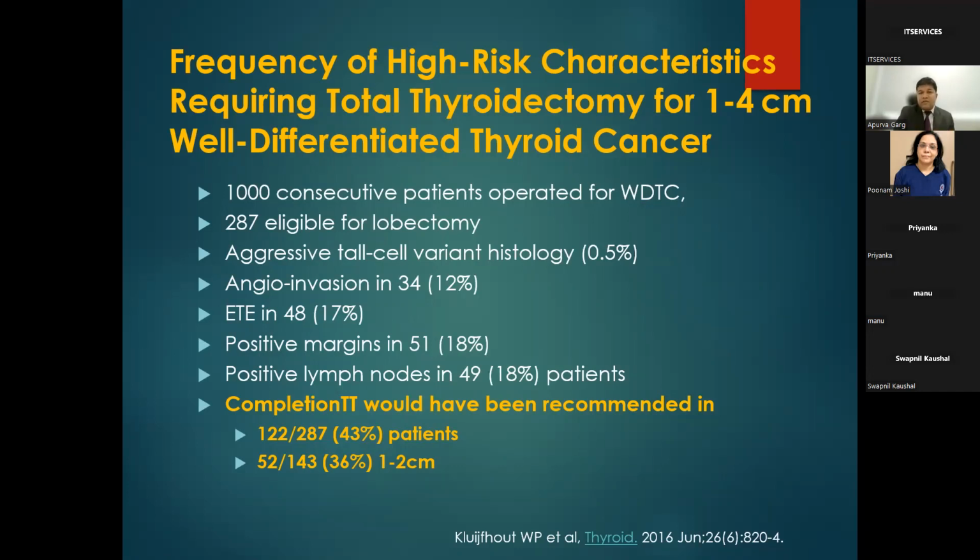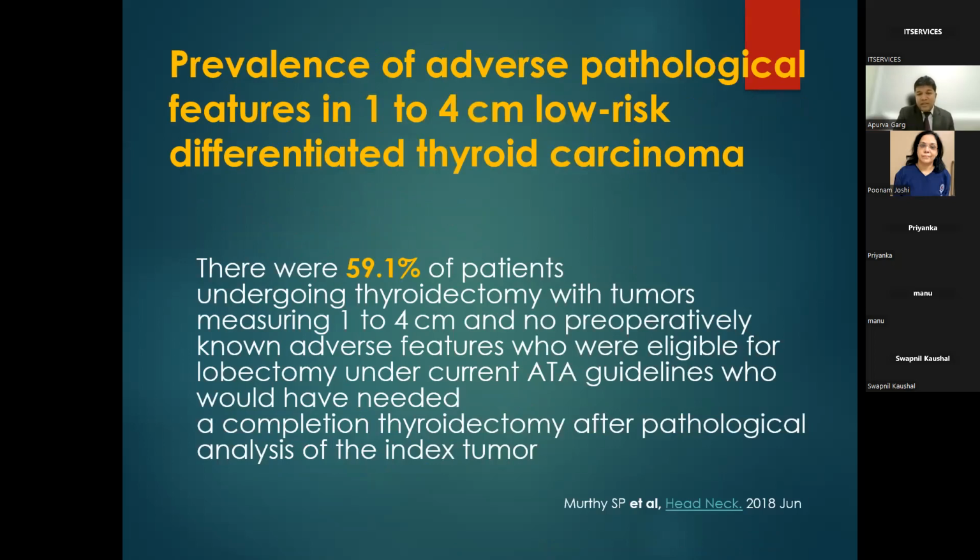Then prevalence of adverse pathological features in 1 to 4 centimeter low-risk differentiated thyroid carcinomas. There were 59.1% of patients undergoing thyroidectomy with tumors measuring 1 to 4 centimeters and no preoperatively known adverse features who were eligible for lobectomy under the current ATA guideline. So a completion thyroidectomy after pathological analysis was required.